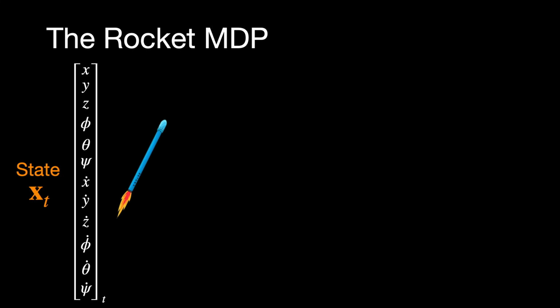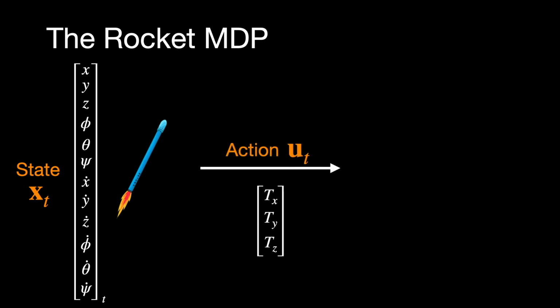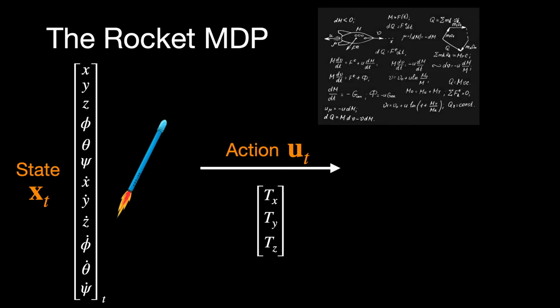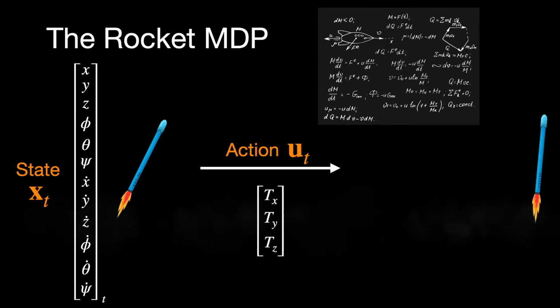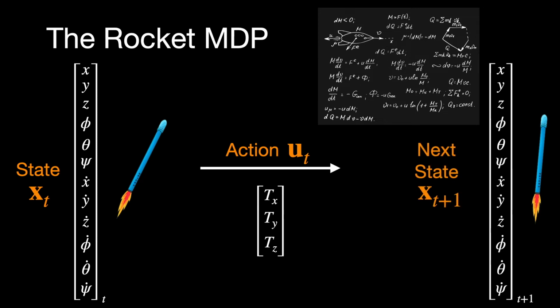Next, you have actions. Actions are control inputs we can apply to the rocket to affect its future state. These would be thrusters that provide force in the x, y, and z directions. We then work through Newton-Euler equations, aerodynamics, a sprinkle of parameter estimation, and we have a model for where the rocket will be in the next state.